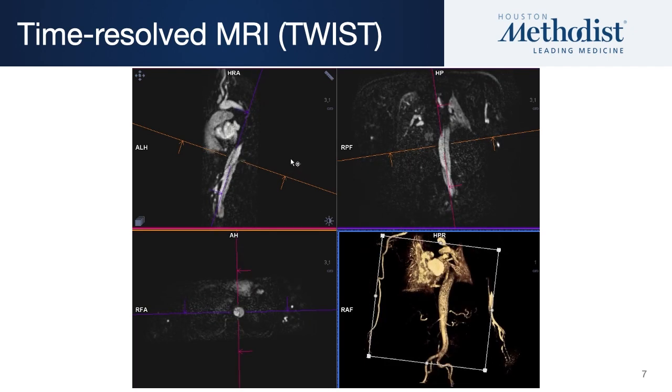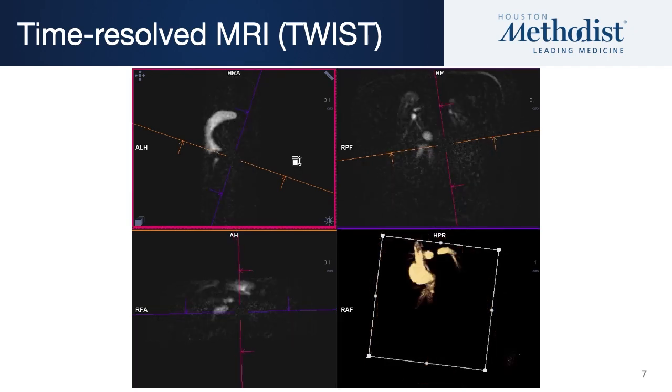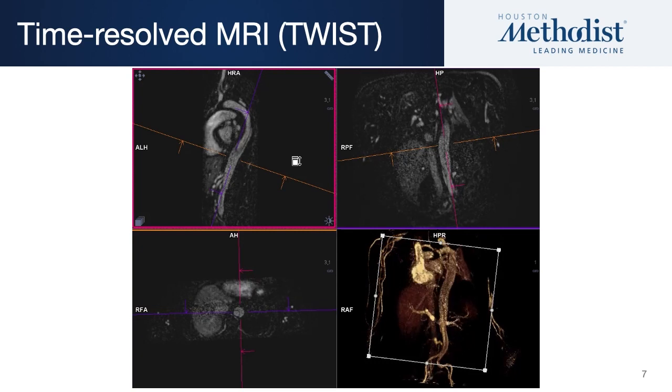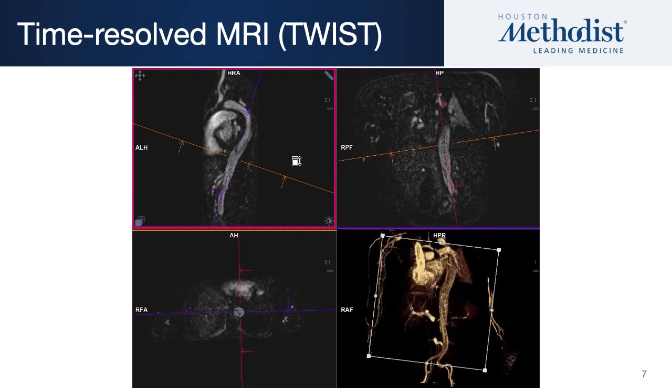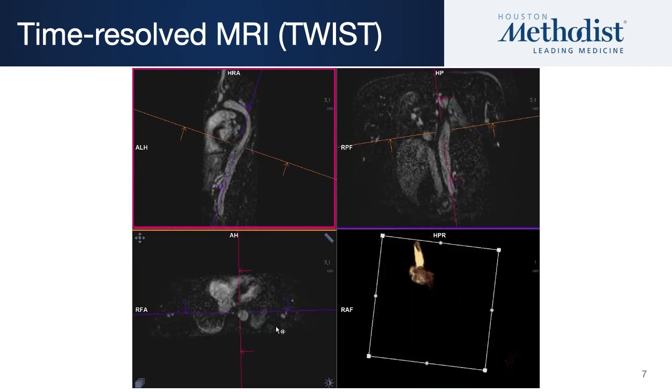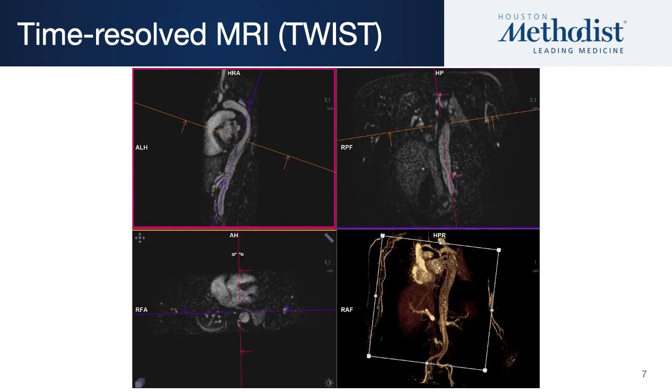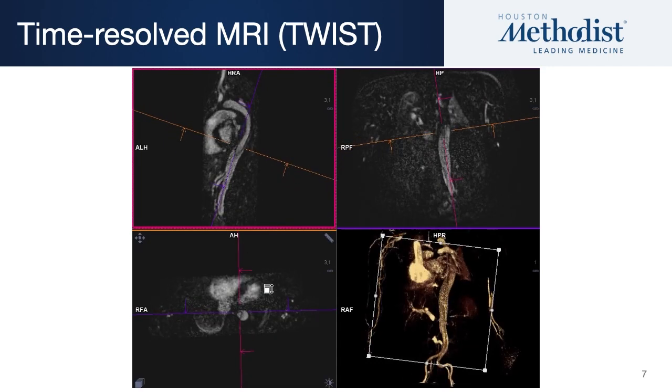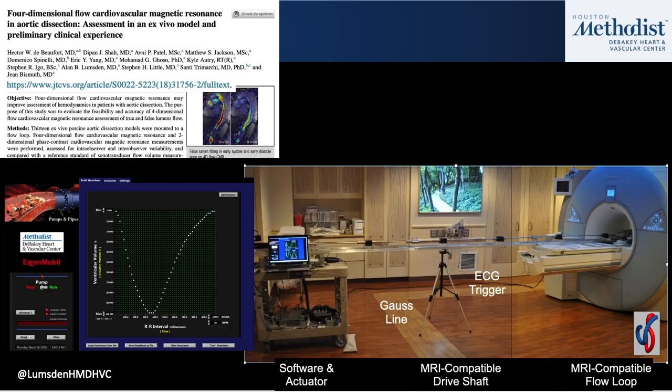The TWIST allows us to show these patterns. And again, you can see the false lumen filling from distal to proximal, same patient as we saw on the CT scan. So again, here, the majority of this is perfusion through a distal re-entry point. Obviously important to know.